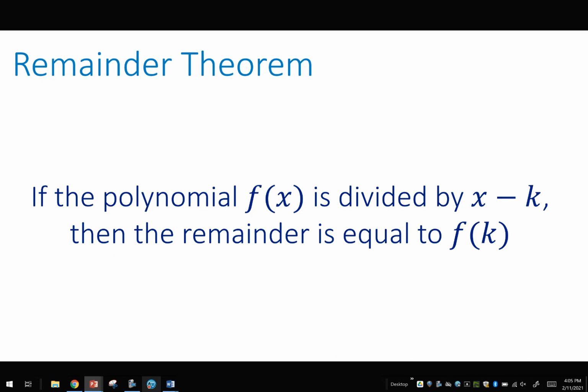All right, let's do another thing that deals with what's called the remainder theorem. So this says if the polynomial f of x is divided by x minus k, then the remainder is simply equal to f of k. So we identify what k is, put that into our equation, evaluate, and that's our remainder every single time.